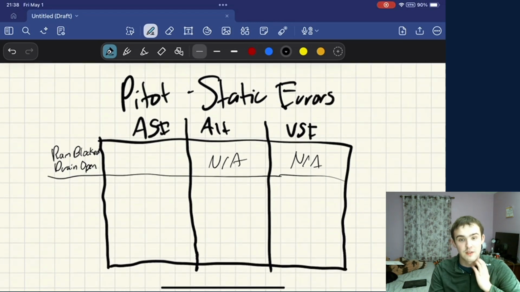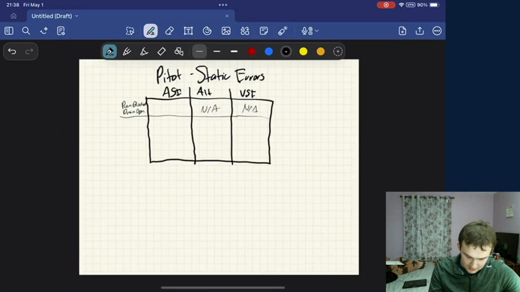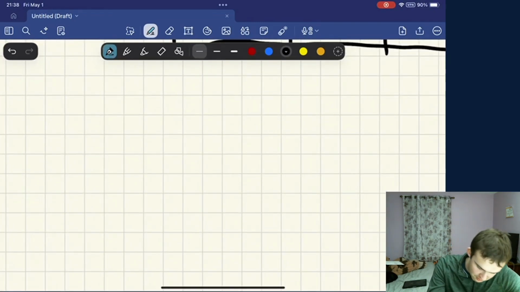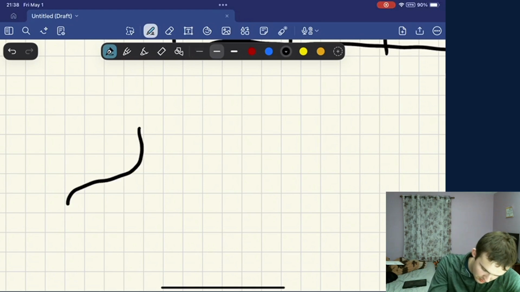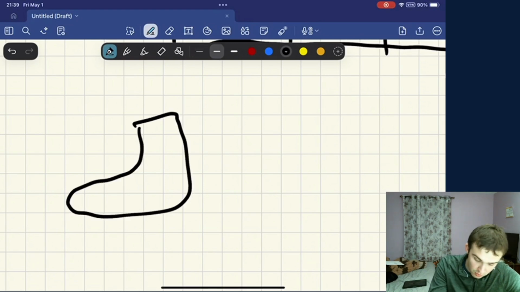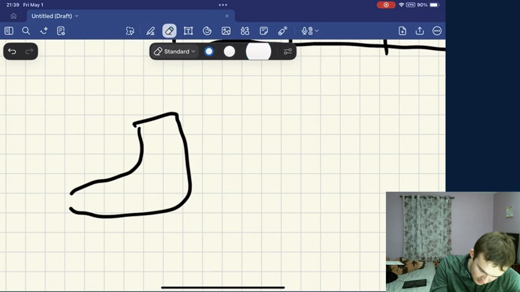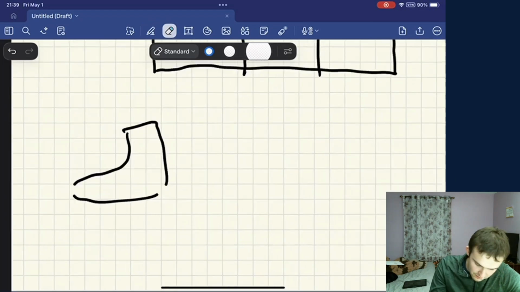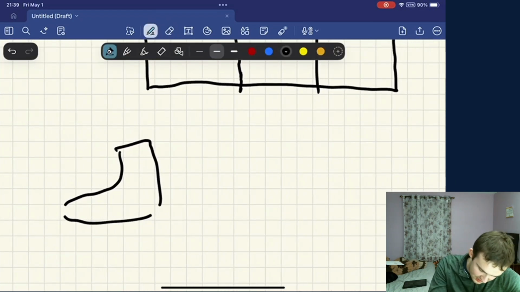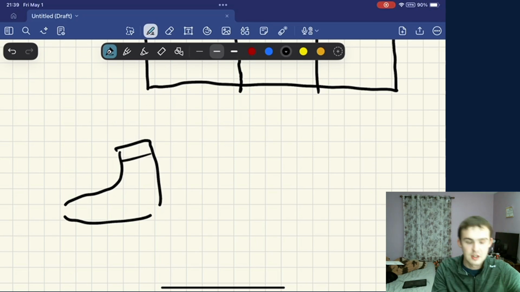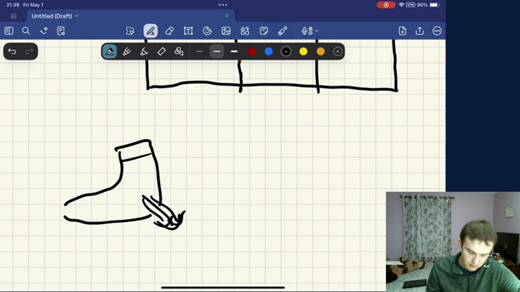Well, let's take a look and let's find out. I'm going to come down here, I'm going to draw it out. We've got our pitot tube, horribly drawn, mind you. And we said we've got a blockage. Let's say like up here. That's all blocked now. So what's going to happen is all of the air is going to come out through the drain hole.